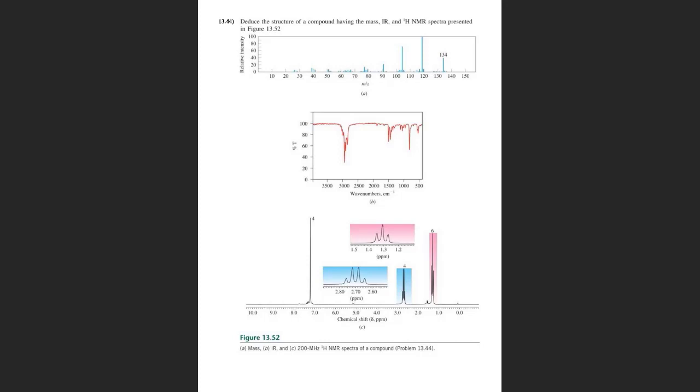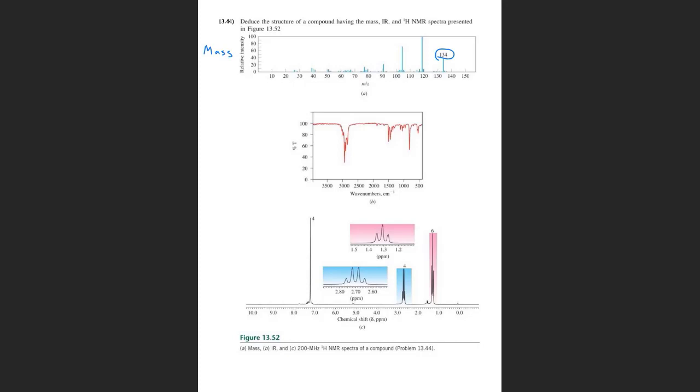So for this one, I'm looking at this, and it says a compound has the mass, IR, and H NMR structure presented. So the first thing is you'll notice that in the mass spectra, so that's what this is. This is the mass spectra. The mass spectra is really useful for giving us the molecular weight. That would be this. So our molecular weight is 134.